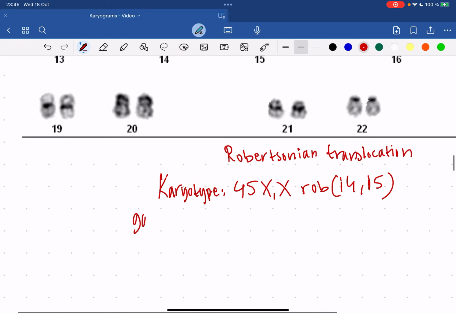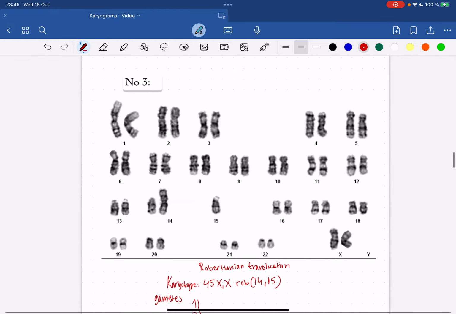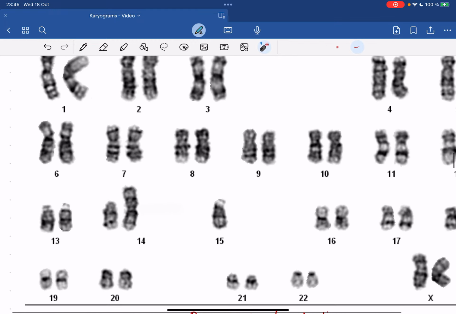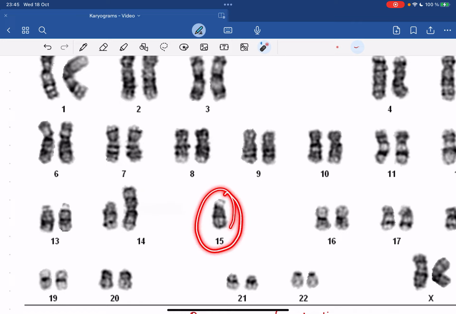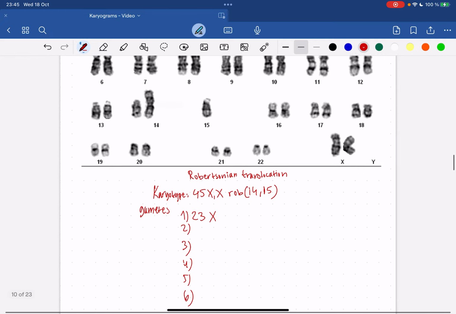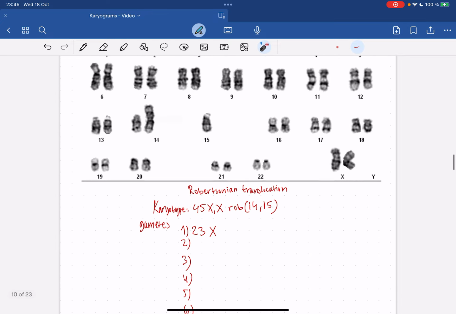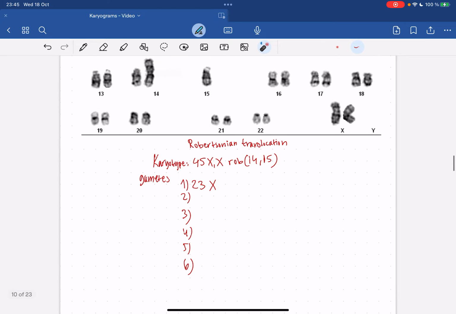Now for the gametes, and if you remember for Robertsonian, there's always 6 different types of gametes. The first type is of course normal. Why? Because you can choose to have this normal one and this normal one and ignore to have this. So in that case you would have 23X, just normal, because you have one from one pair and one from one pair, and ignoring the weird one, right? The weird 2 chromosomes merged together.